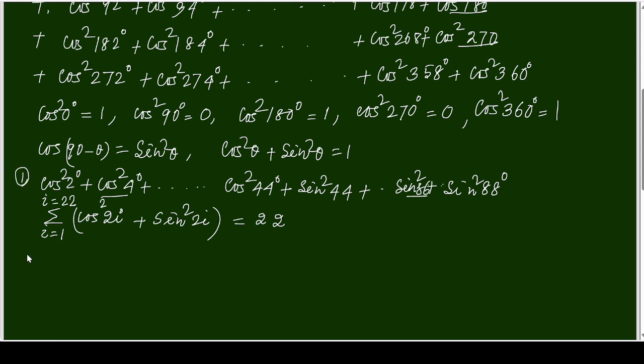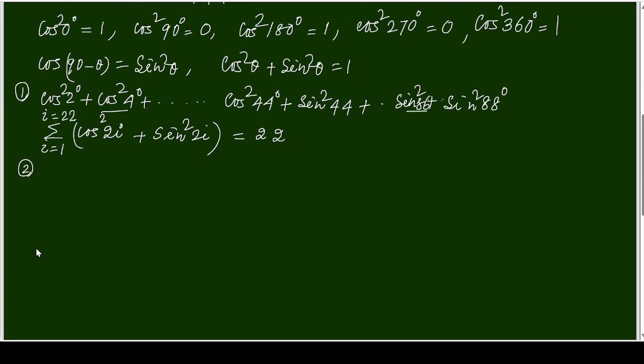Series 1. Now coming to series 2. For series 2, what I'll write? First let me write what we have written. It will be cos square 92 plus cos square 94 plus, it is up to cos square 176, because 180 we have taken as values, cos square 176 and cos square 178. This is 178 and this is 176.